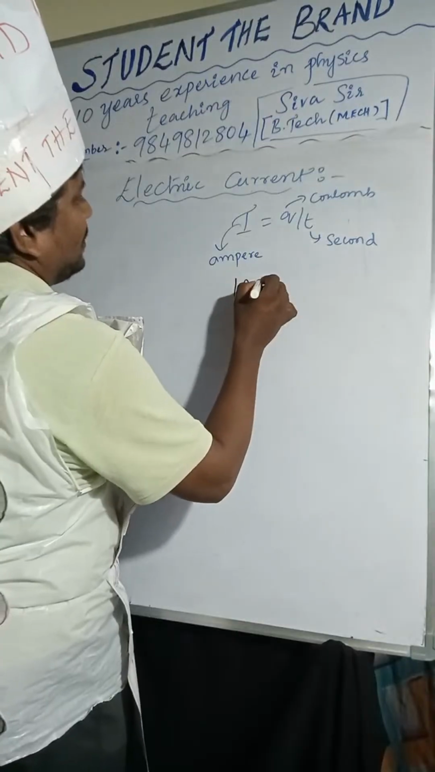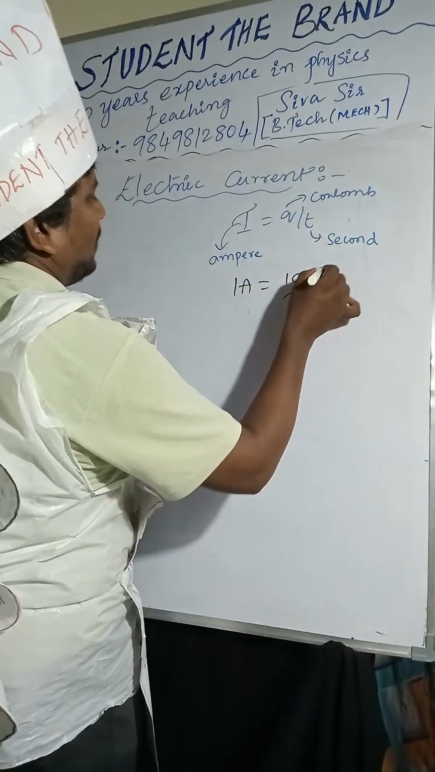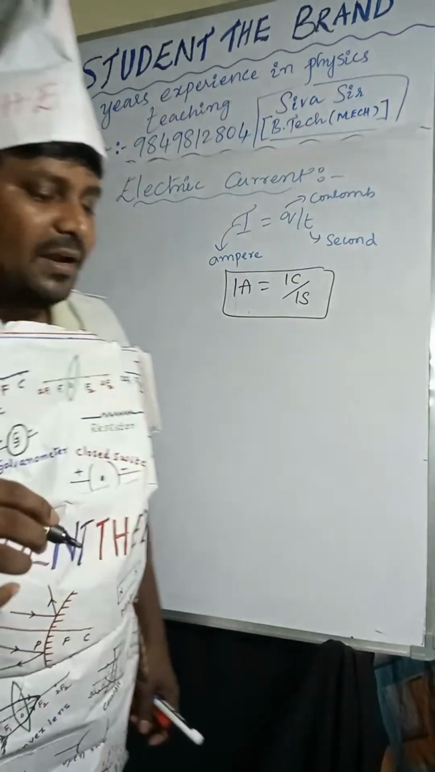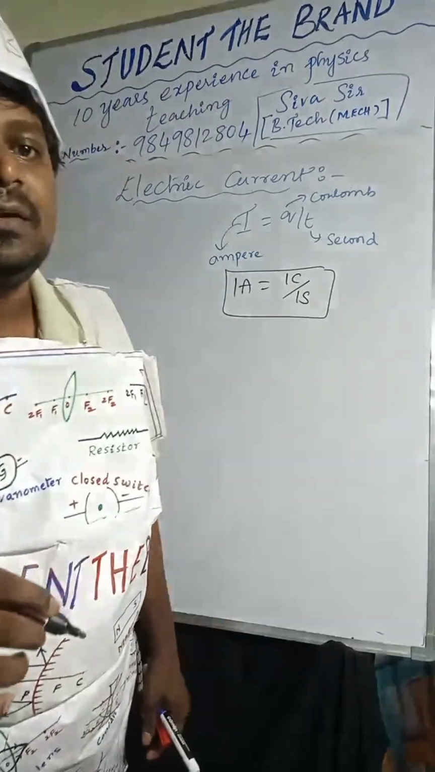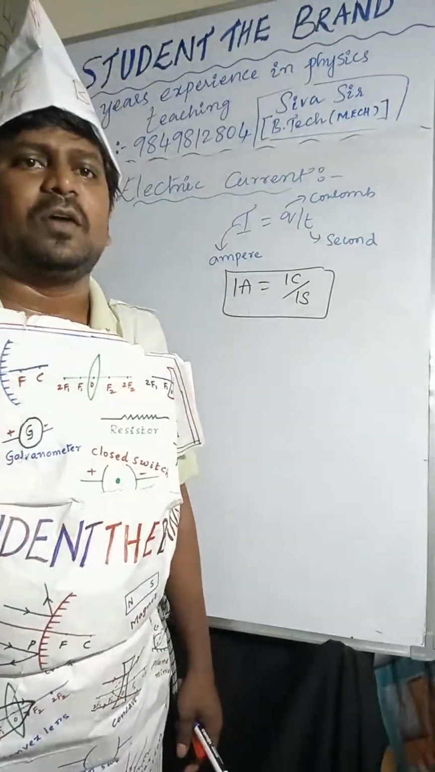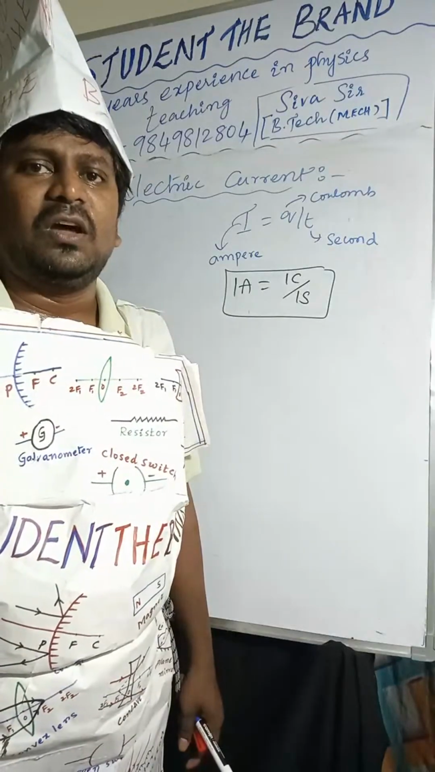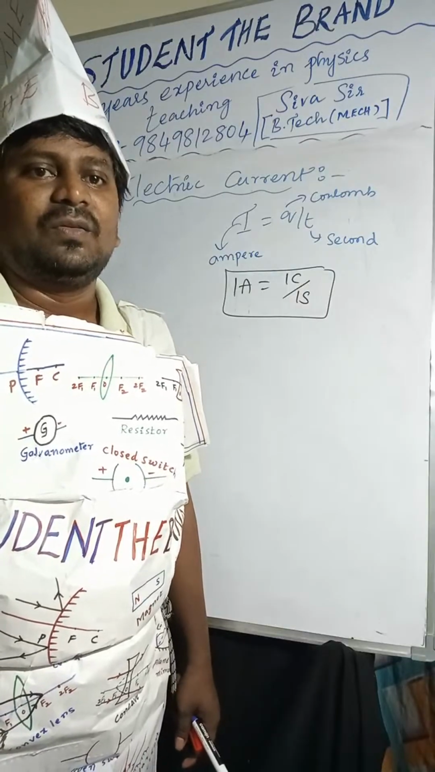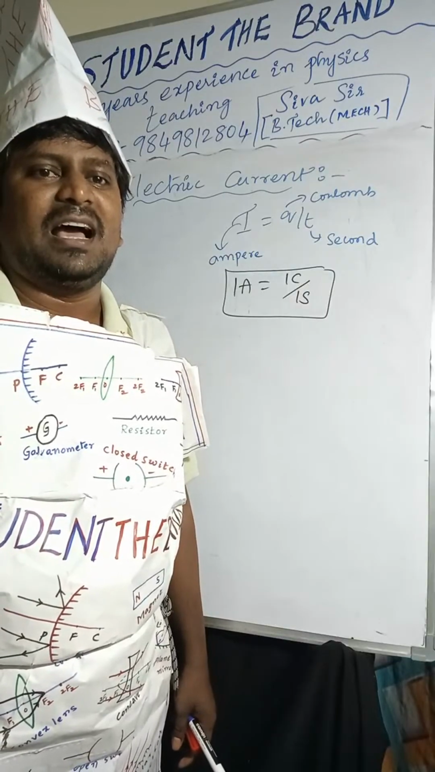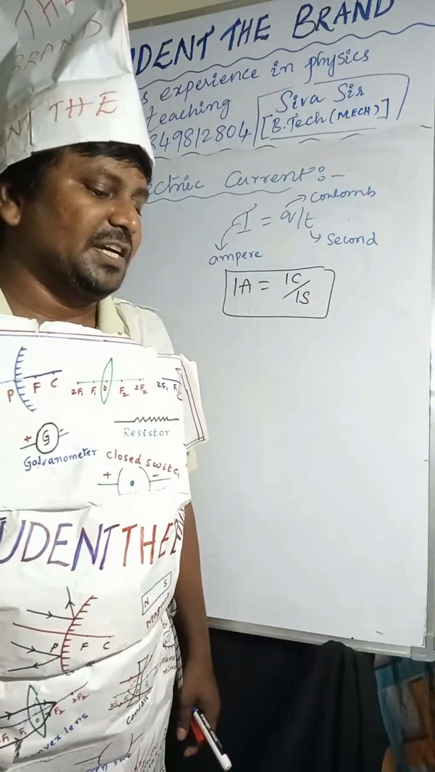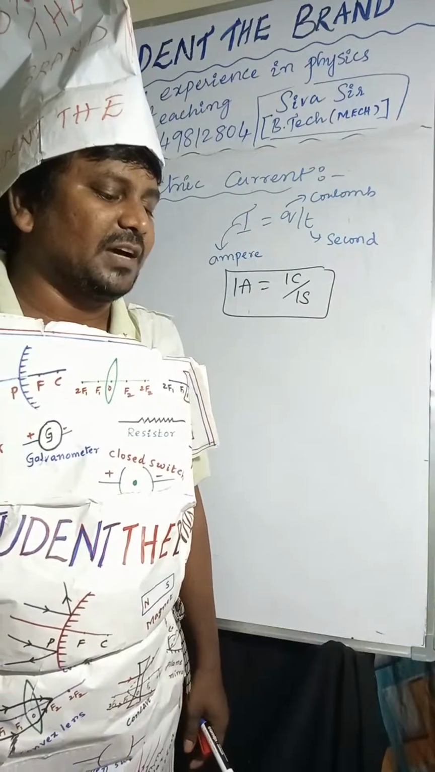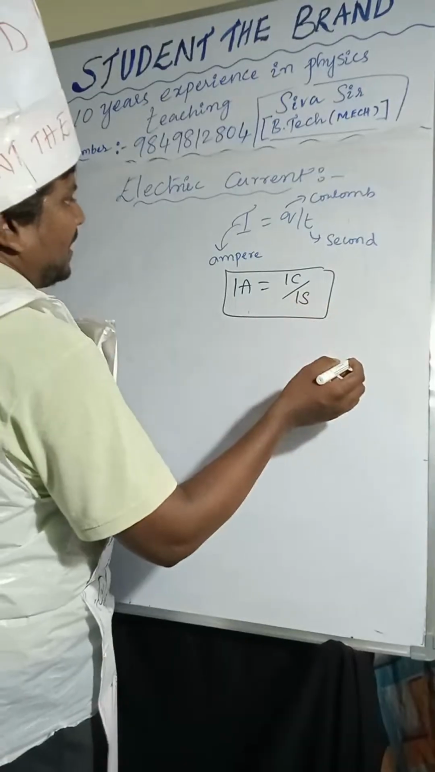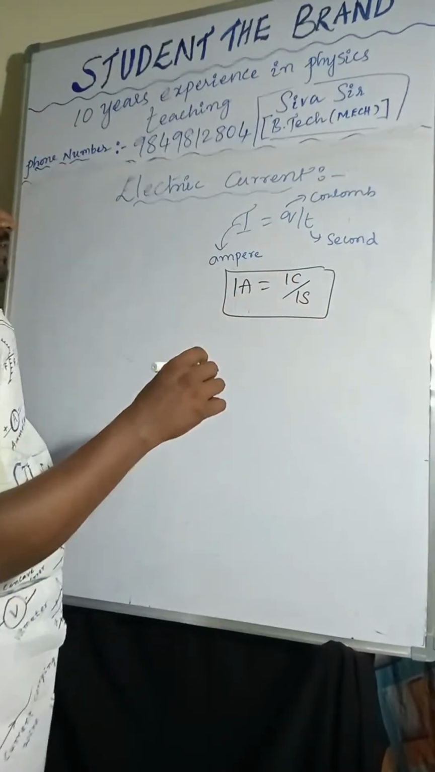So 1 ampere equals 1 coulomb per 1 second. The SI unit of charge is coulomb, the SI unit of current is ampere, the SI unit of time is second. 1 ampere equals 1 coulomb per 1 second. I equals Q by T.